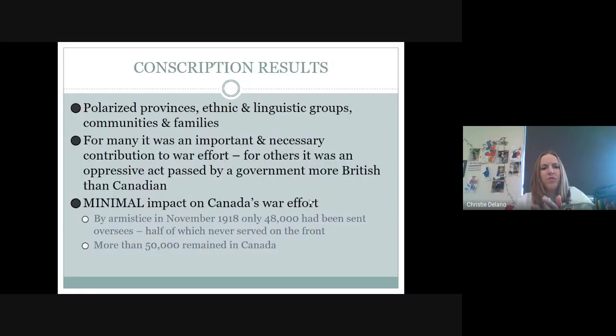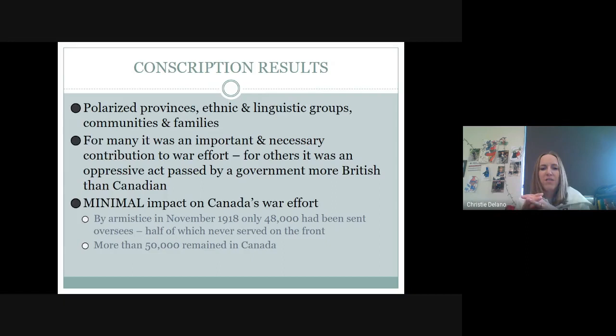So the result, as we've mentioned a couple times already, is polarized provinces, polarized ethnic and linguistic groups, even polarized communities and families. For a lot of people, right, they thought it was necessary and important to contribute to the war. The others thought that this was oppressive and a violation of individual rights and freedoms that people in Canada took for granted. Ultimately speaking, historians believe that the impact on Canada's war effort was fairly minimal.